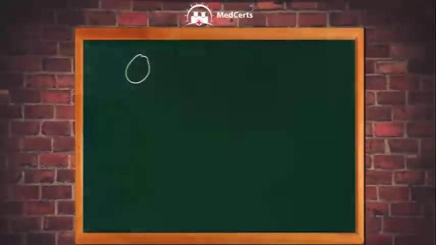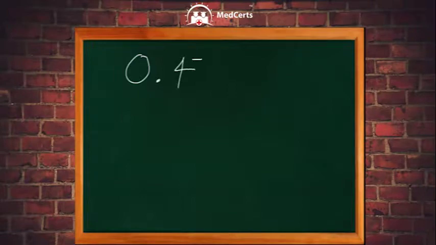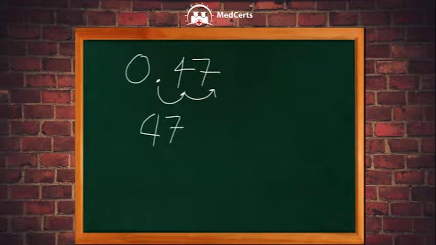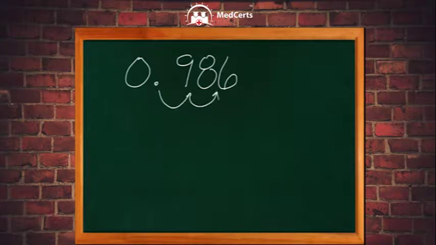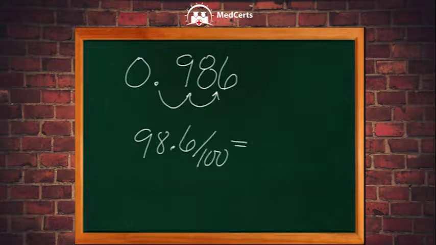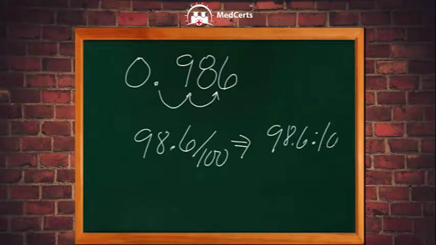And if you work these problems out, 0.47, you see our decimal is moving 2 places over and becomes 47 to 100. If we look at our next example of 0.986, our decimal moves 2 places over, 1, 2, and it becomes 98.6 to 100. And as a ratio, it'd be 98.6 to 100.